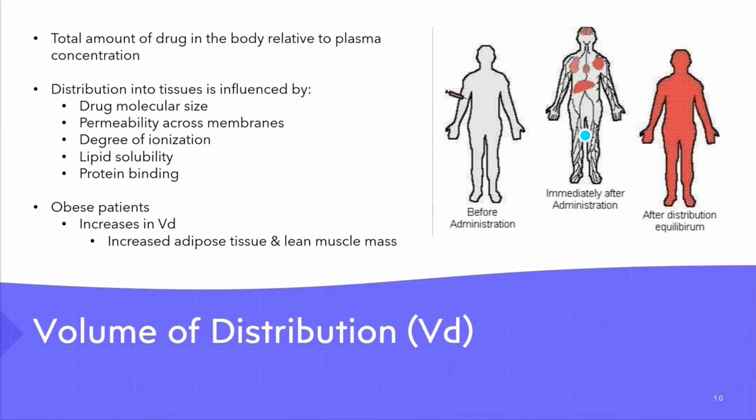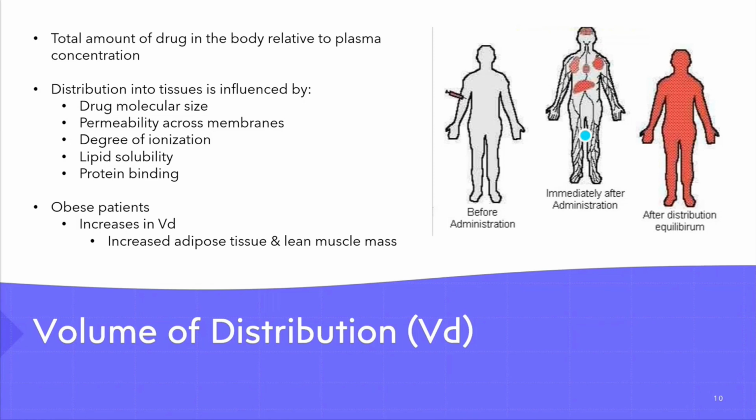When it comes to an antibiotic being able to distribute into the tissues, it's also going to be influenced by a couple of different things that you can see there. So simply think about the drug's molecular size, permeability across membranes, degree of ionization, and then you obviously hear us talk a lot about lipid solubility and protein binding.